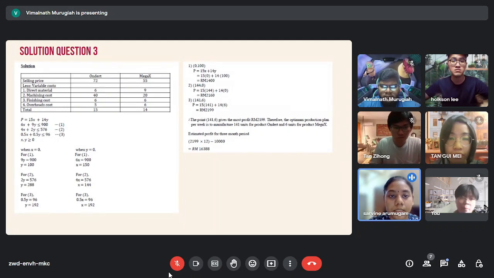The same goes as the solution for number 1. 144 needs to be multiplied by 15, plus 14 times 0. The answer will be RM 2160. Number 3 is 141 and 6. So 15 times 141 plus 14 times 6, the answer will be RM 2199.